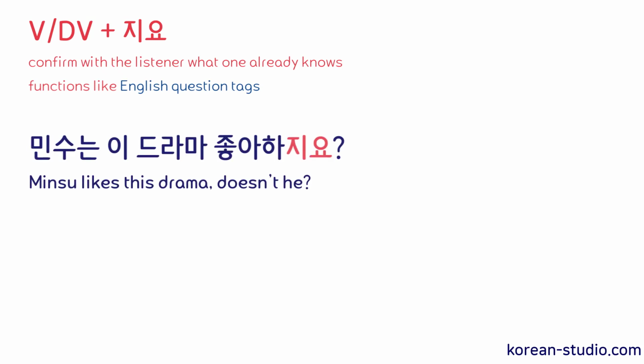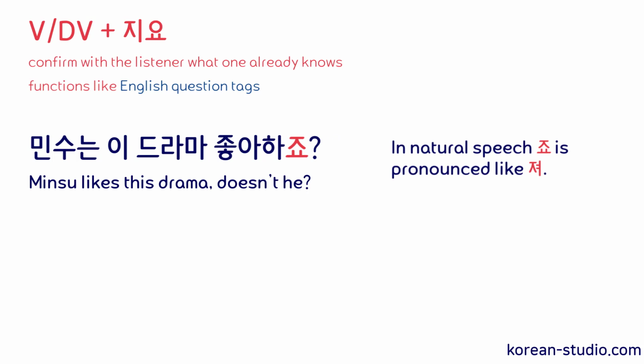So to ask, 민수 likes this drama, doesn't he? We can ask, 민수는 이 드라마 좋아하지요? So 지요 at the end functions like a question tag to check something I already know. And this 지요 is often shortened to 죠. And when we ask this question naturally, 죠 is pronounced more like 저. So it's 민수는 이 드라마 좋아하죠?